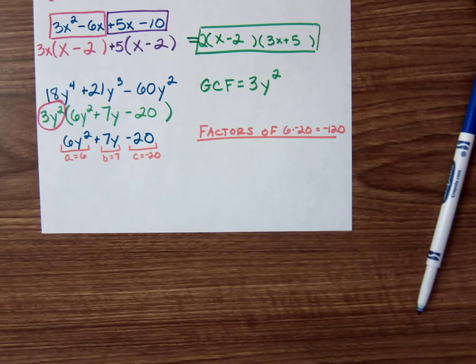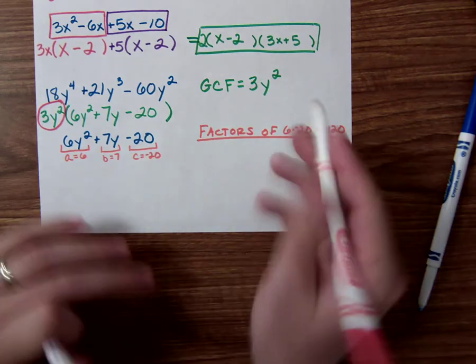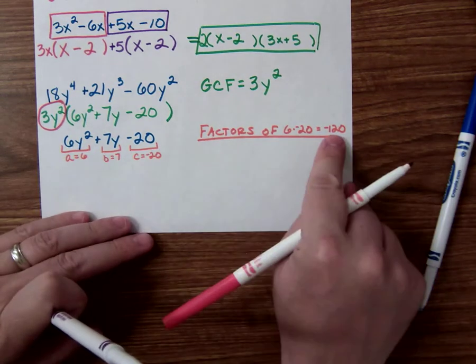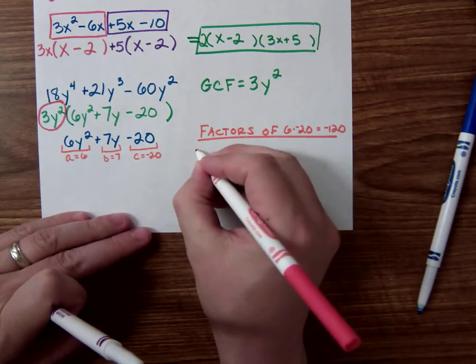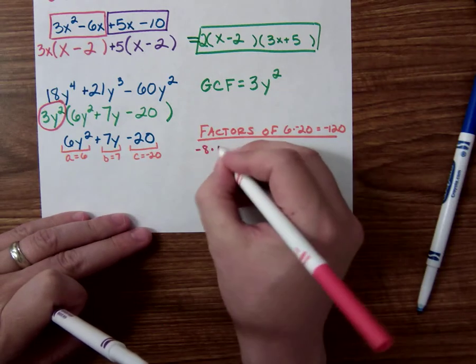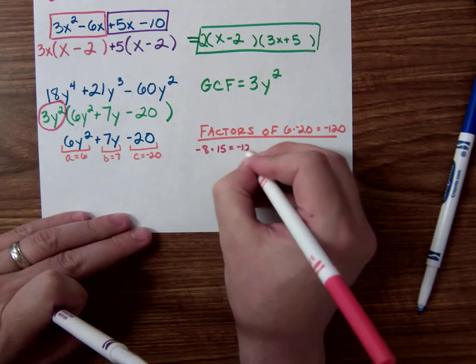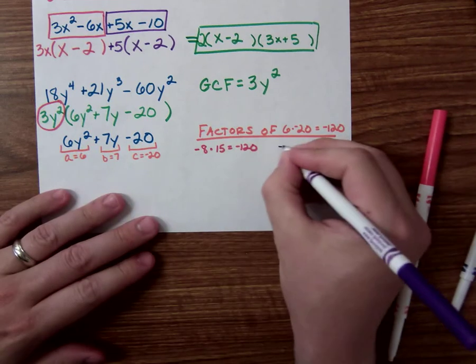So we needed something lower than 10, but 5 is too much lower than 10. What's something in between 5 and 10? 8. 8 and what? Could 120 even be divided by 8? 8 and 15. One of those would have to be negative, right? Because we need negative 120. So negative 8 times 15 is negative 120. What's negative 8 plus 15?